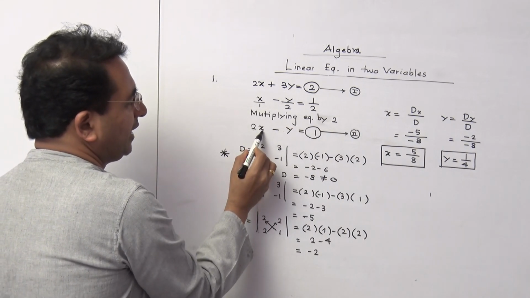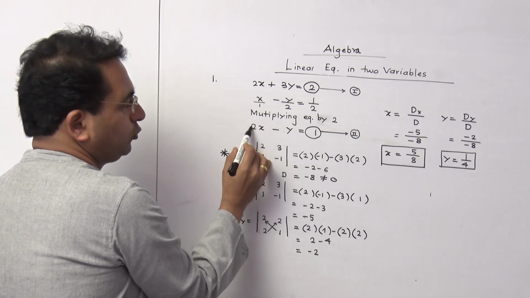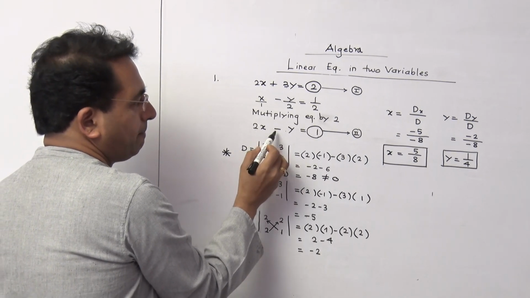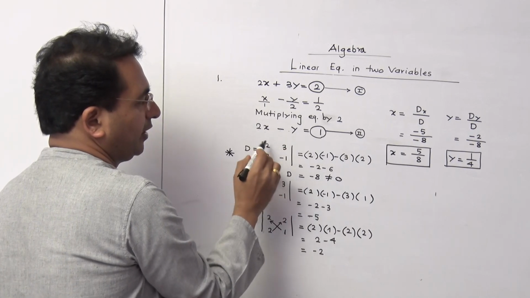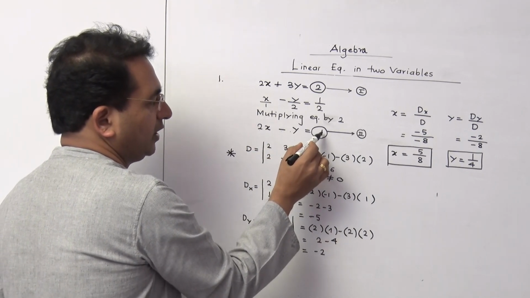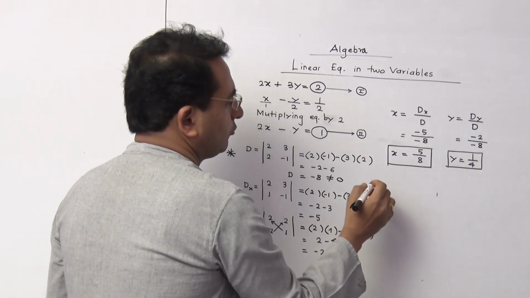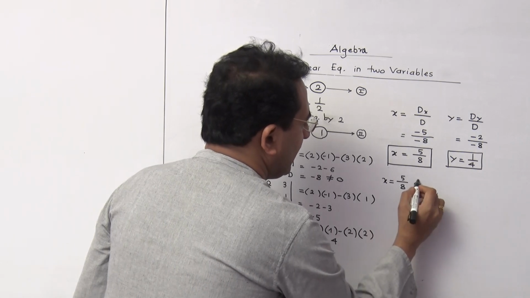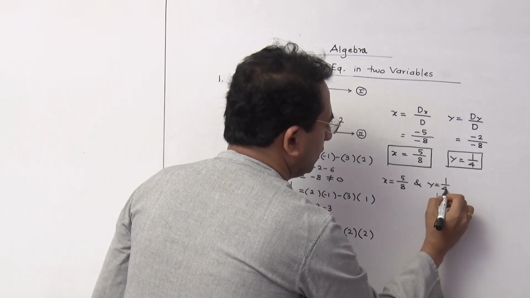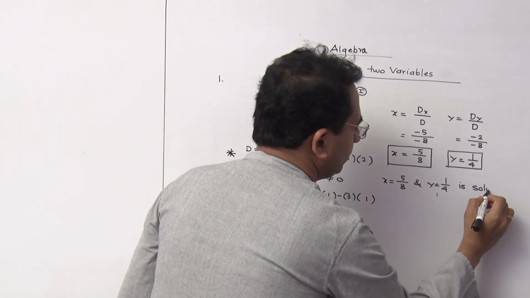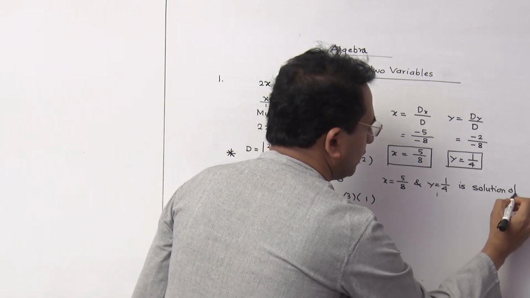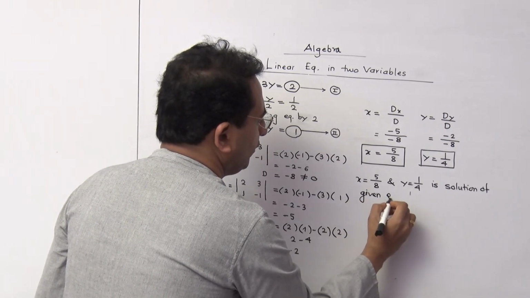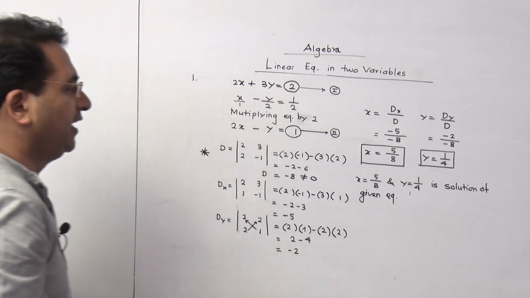Now if I put 5/8 here, then 2 4s are, the answer is going to be 5/4 minus 1/4. 5/4 minus 1/4 is 4/4. The answer is 1. So whatever you are getting is right. So finally we have to write x is equal to 5/8 and y is equal to 1/4 is the solution of given equations. This is what we are going to do in Cramer's rule.